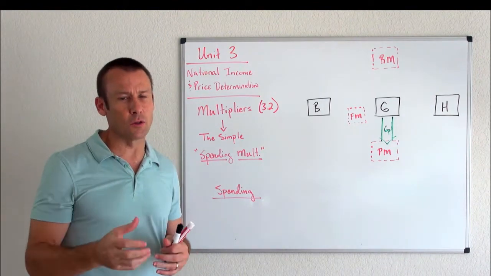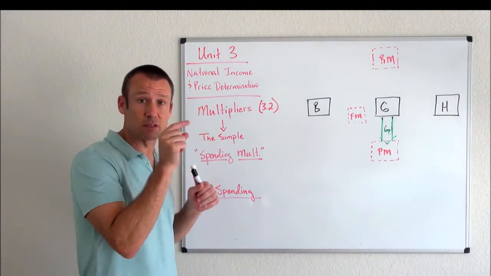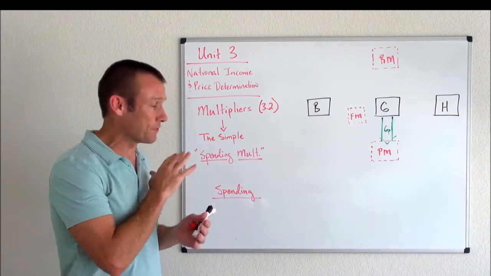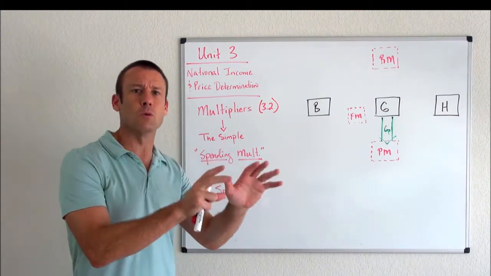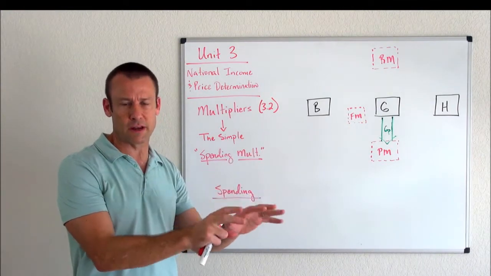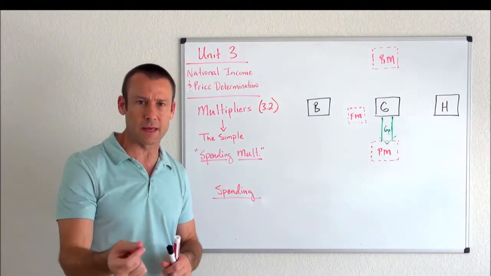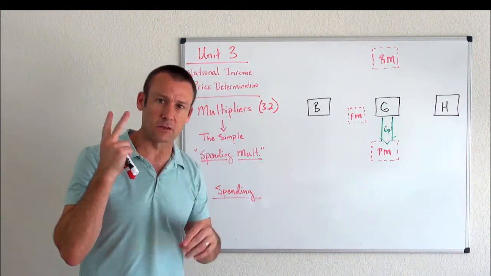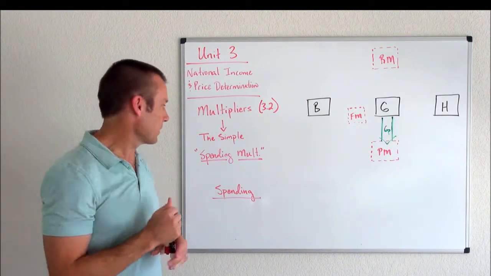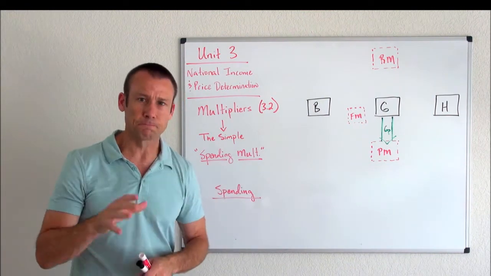What I want you to know though is when I teach you the spending multiplier, the first one, and that's what this video is going to be focused on, you really don't need the tax or the transfer payment multiplier. I'm going to explain that in the next video, okay? So the reason it has an S is that there's two multipliers. This video is focused on the spending multiplier.